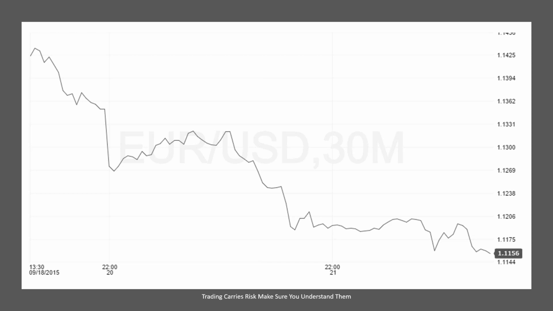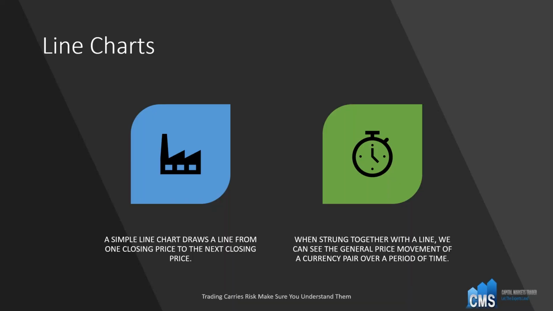I use a line chart very often when I want to quickly look at the markets to see what's going on, because my brain doesn't have to do any calculation. I can see the euro is going down today. That's all I need to see. But otherwise, it doesn't give us really any information. So a simple line chart draws a line from one closing price to the next, and they're strung together.